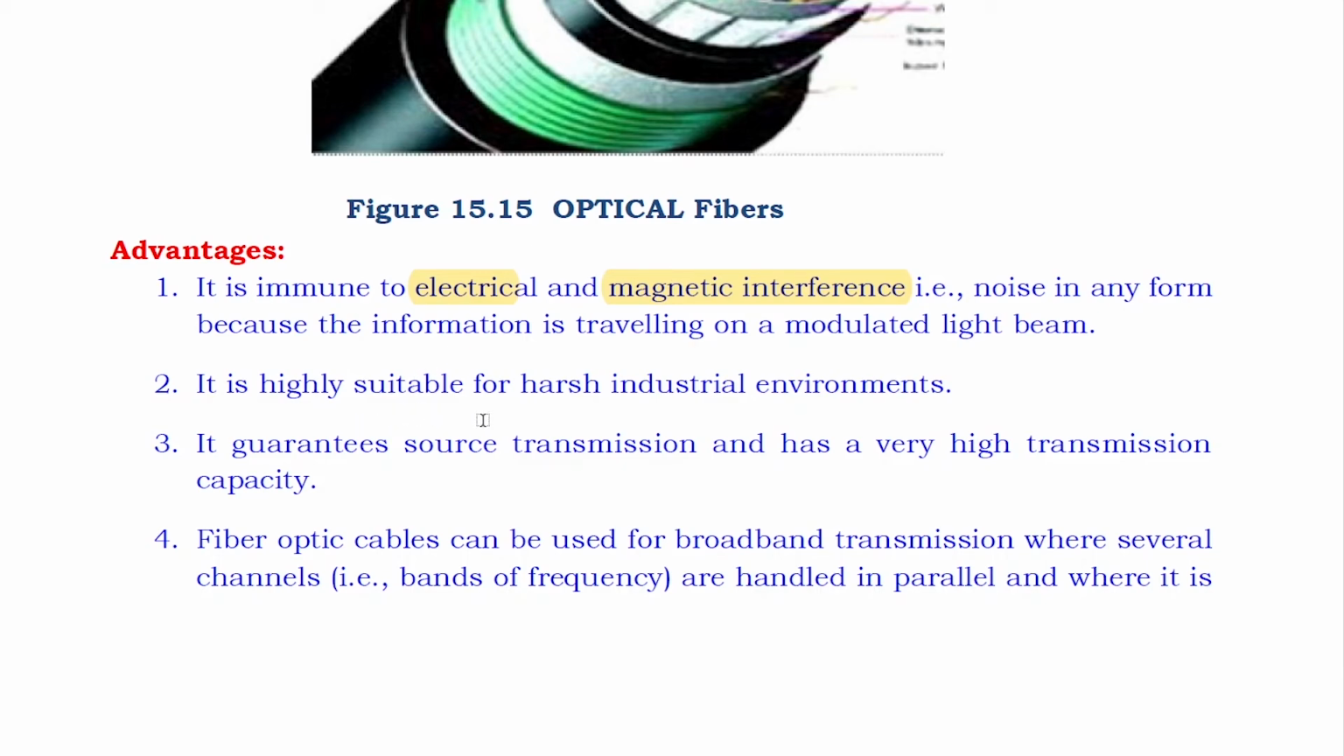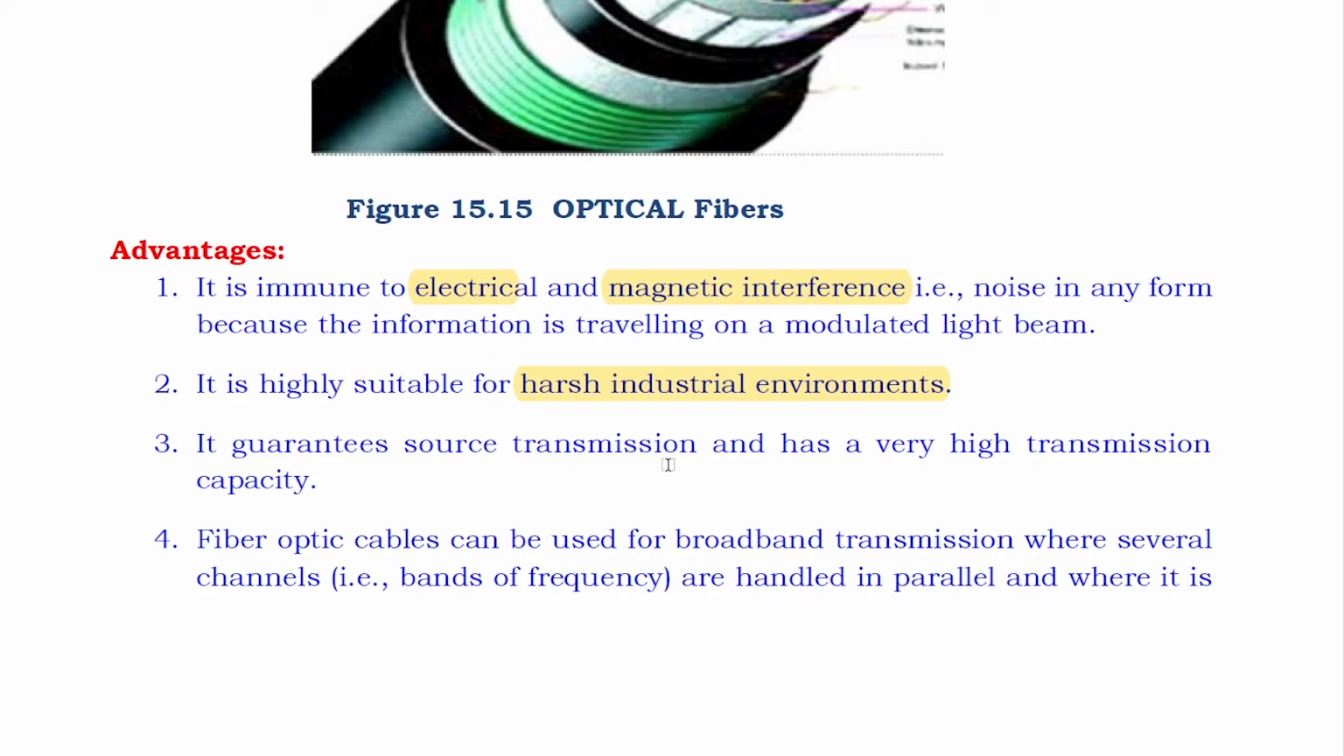It is highly suitable for harsh industrial environments, where there are a lot of electrical connections and power consumption, with electricity flowing around. In those places we use a network of optical fibers. That's the most suitable, and it guarantees secure transmission and has a very high transmission capacity. There is no loss of data due to electrical and magnetic interference, so definitely it reaches the destination.